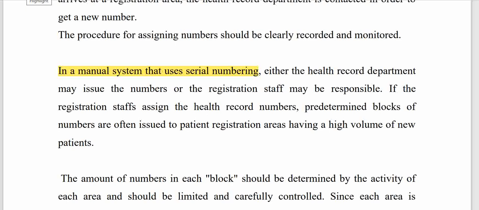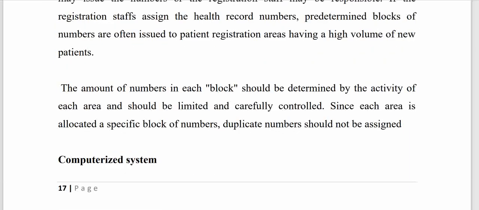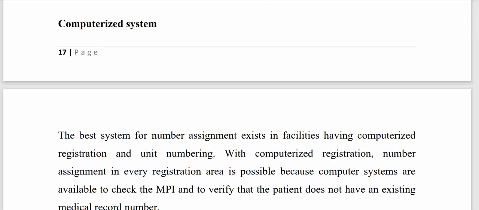So if a patient was given a certain number, it doesn't stop the same patient from getting a new number, which could even be the same number at times. So numbers are given every time as new numbers. So if the registration staff assign the health record numbers, predetermined blocks of numbers are often issued to patient registration areas having high volumes of new patients. And the amount of numbers in each block should be determined by the activities of each area and should be limited and carefully controlled. Since each area is allocated a specific block of numbers, duplicate numbers should not be assigned, definitely.